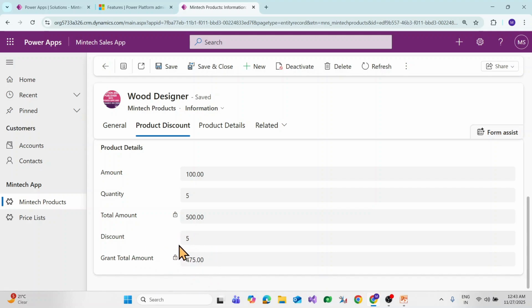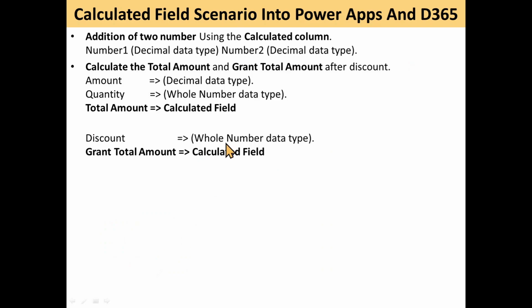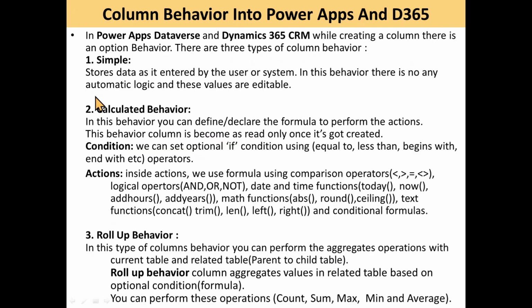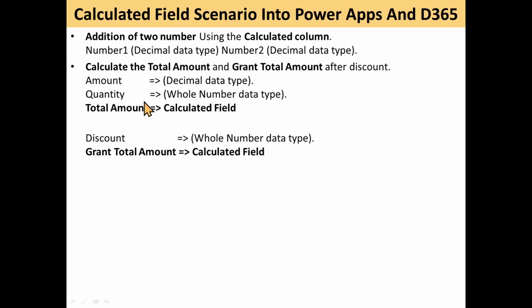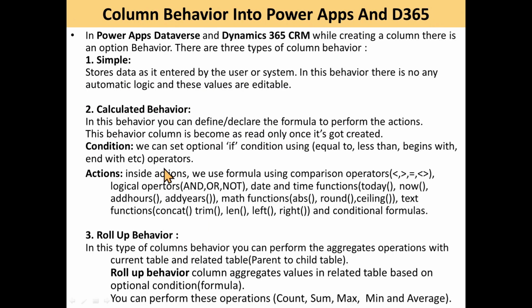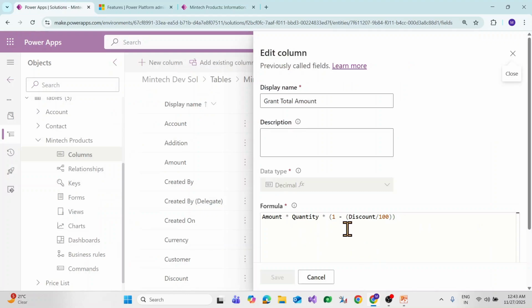Hope you will understand. So what is a calculated behavior, means calculated column, how to create a calculated column and how the calculated column is working. Inside this calculated column you are adding formulas. So here, adding a formula.